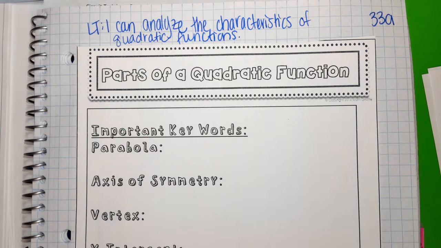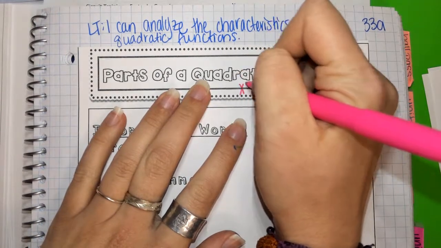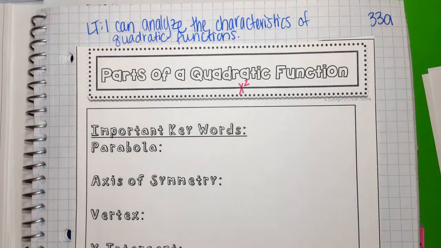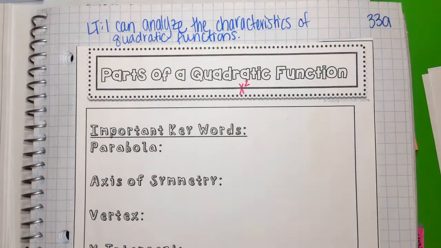For our trinomials where you have x squared. So quadratic is anything with an x squared in it. Underneath quadratic, I wrote an x squared so we know what it is.